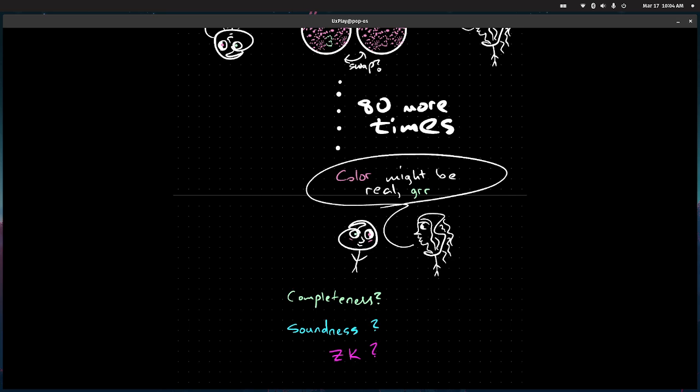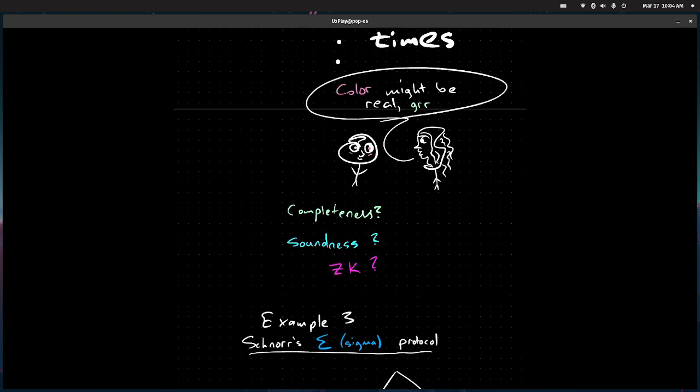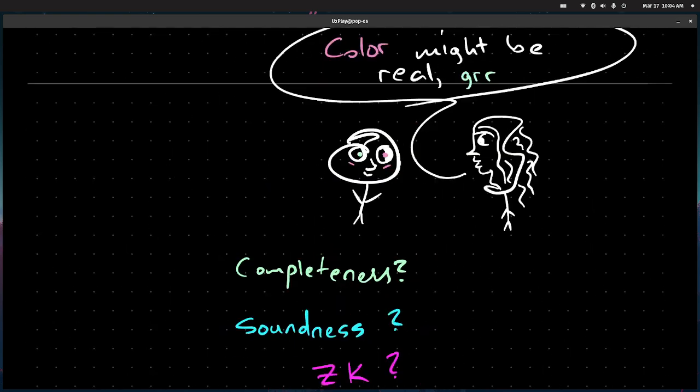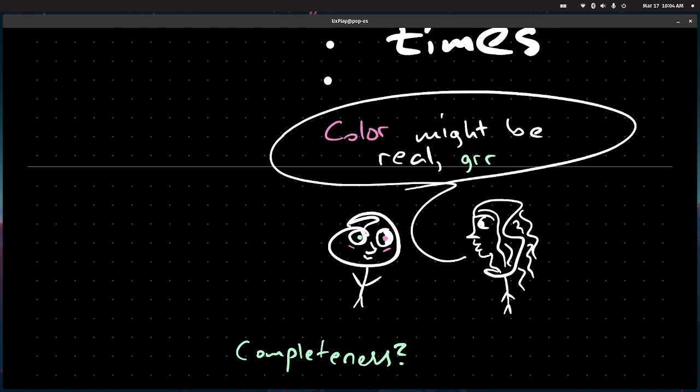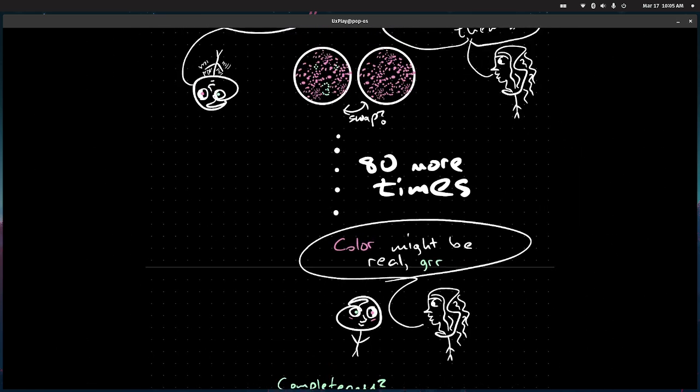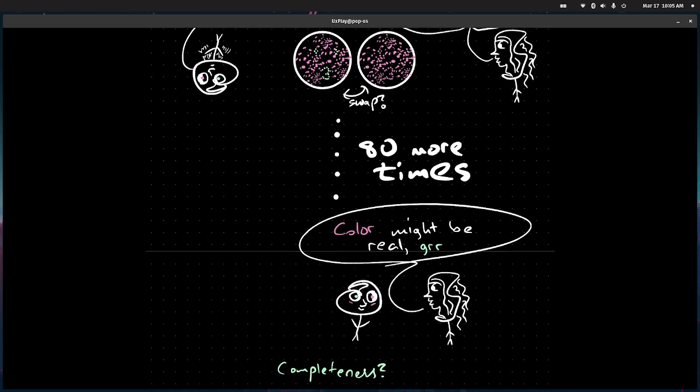Both of these examples, maybe you've already seen, but they're fairly good to work through to understand these properties of completeness, soundness, and ZK. So if Bob actually can see color, that is, if Bob can actually run the protocol, then Bob will be able to distinguish between the red ball and the red ball with green flecks in it. So is it complete? Yes, it is complete.